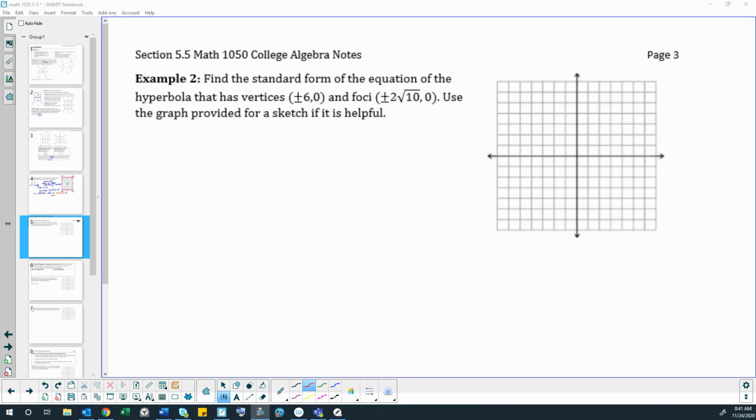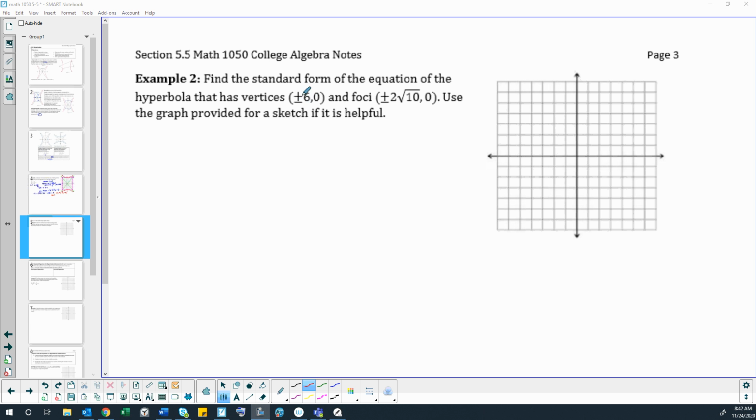Section 5.5, Hyperbolas, Example 2. Find the standard form of the equation of the hyperbola that has vertices at plus or minus 6, 0, and foci at plus or minus 2 square root 10, 0. Use the graph provided for a sketch if it is helpful. So graph is not required on this one.